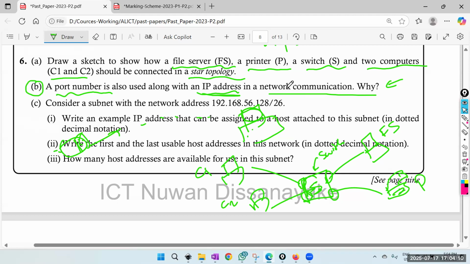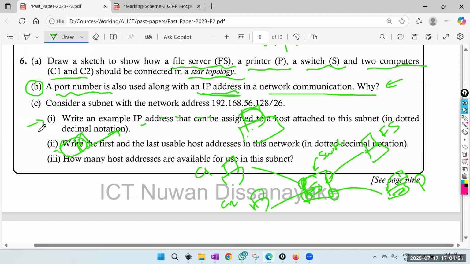So likewise, there are well-known port numbers. Right? If the port number corresponds to, say, SMTP, then it will be given to the email server, and so on. So therefore, the IP address is used to identify the destination machine, whereas the port number is used to identify the relevant running process or the running application in the destination machine. For example, 80 is used as the port number for web servers. Likewise, you need to explain. So make sure you get the full marks, right?